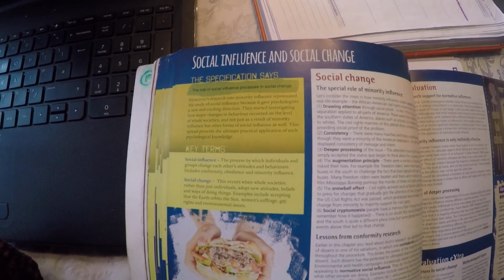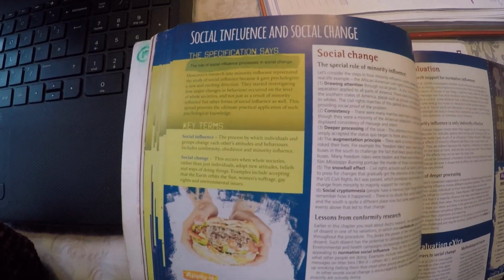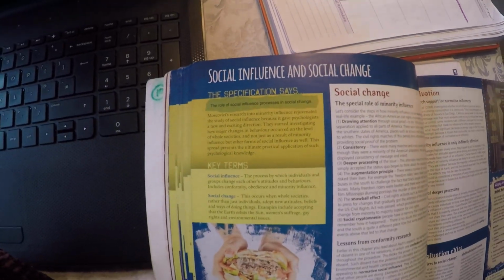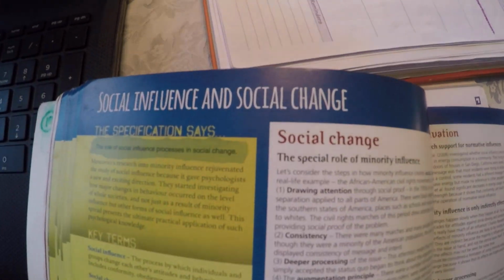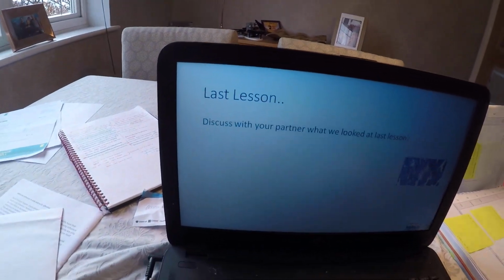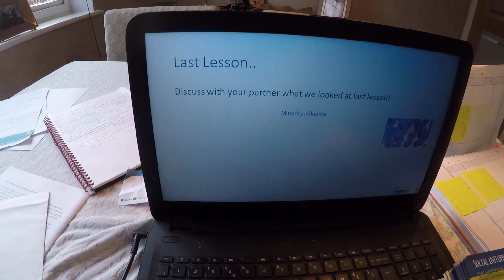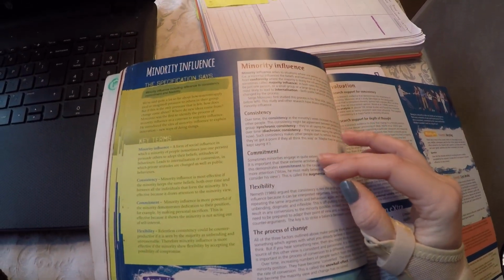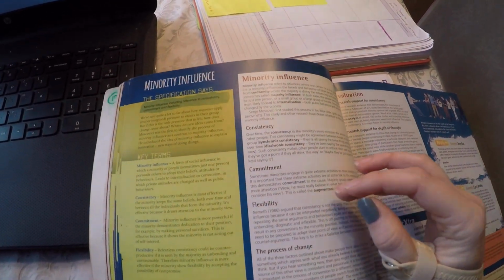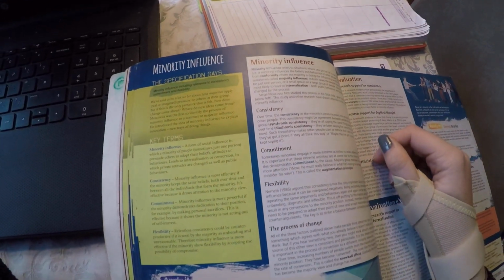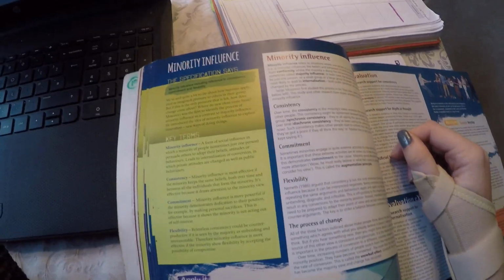Hello Year 12. So today's lesson of our AQA Psychology social influence topic is social change. So last lesson we focused on minority influence. If we just go back a page in our book, we looked at the three things that we need to have an effective minority influence to create a change in the majority belief and behaviour.